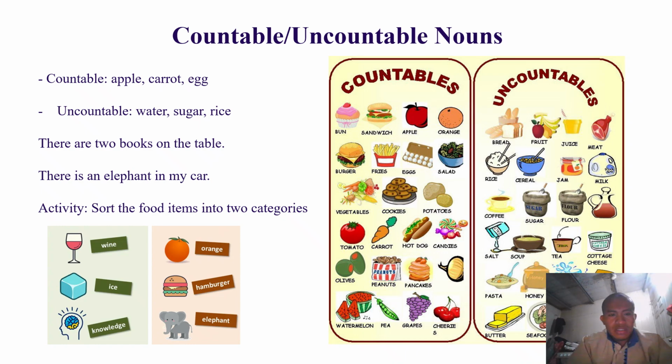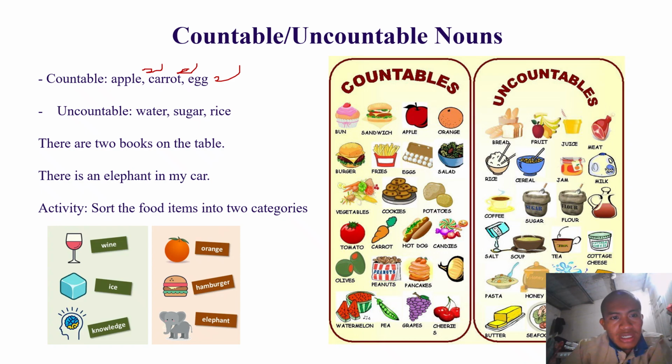Here you can see countable versus uncountable nouns. The countable nouns almost always end with S. We say apples, carrots, eggs. And uncountable nouns are like water, sugar, rice. We never say waters, we never say sugars or rices. It stays the same. We don't say one water, two sugars or rices. We don't say that.